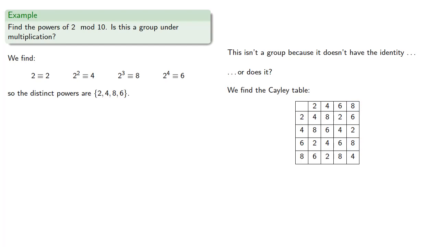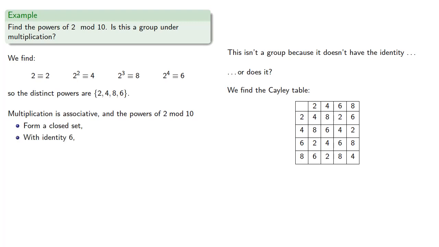Also, we want to see if we can write multiply by 6, and so we check this column, and we see that 2 times 6 is 2, 4 times 6 is 4, 6 times 6 is 6, and 8 times 6 is 8. And that means 6 is the identity. And so we see that multiplication is associative, and the powers of 2 mod 10 form a closed set with identity 6, and you can verify that the table does satisfy the Latin square property, and so every element has an inverse. This is actually a group.